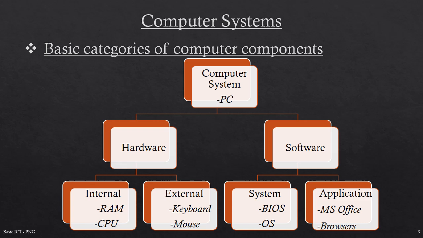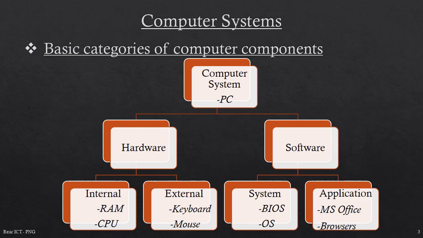Now, a computer system is made up of hardware and software. The hardware components can be further categorized as internal and external hardware. Examples of internal hardware would be RAM and CPU. Examples of external hardware would be the keyboard and the mouse.